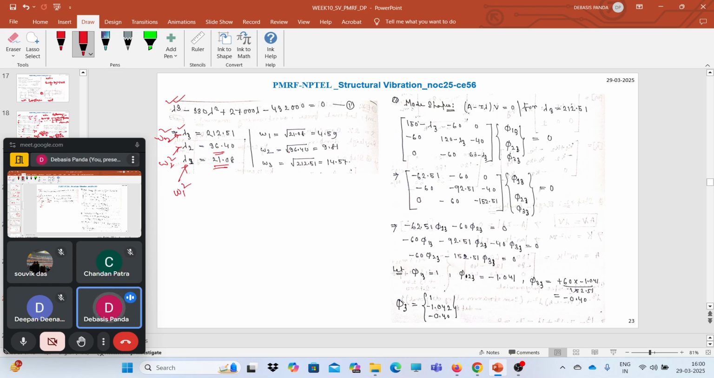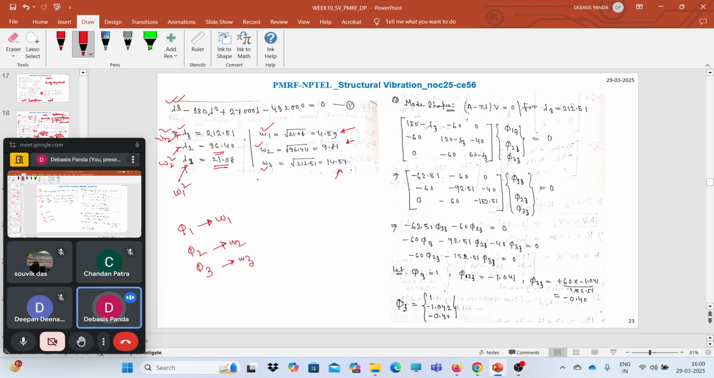Once we have this information, we can easily calculate omega 1, omega 2 and omega 3. The first frequency comes as 4.59, the second comes as 9.81, and the third frequency comes as 14.57. Now what we need to do? We need to find out the mode shapes, phi 1, phi 2, phi 3. Phi 1 corresponds to omega 1, phi 2 corresponds to omega 2, and phi 3 corresponds to omega 3.